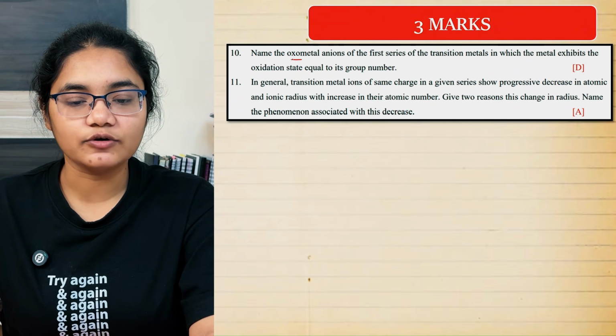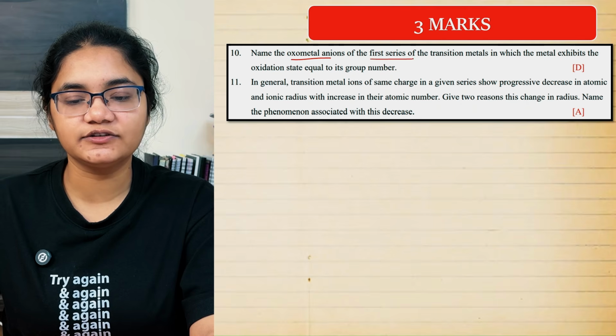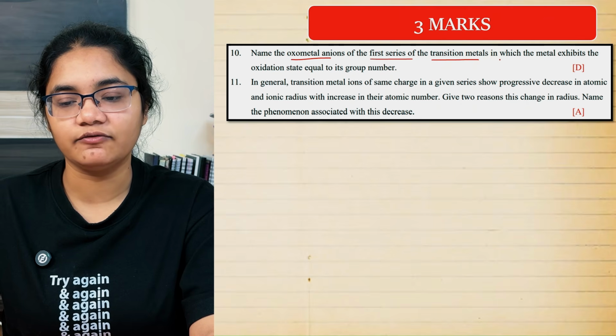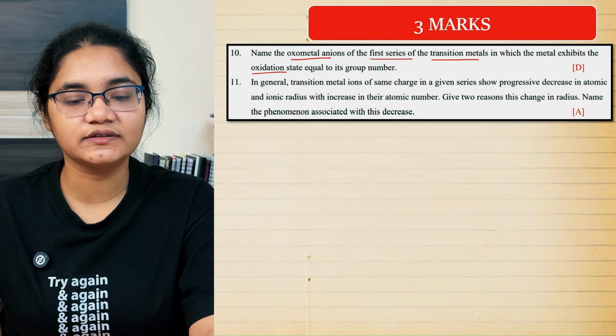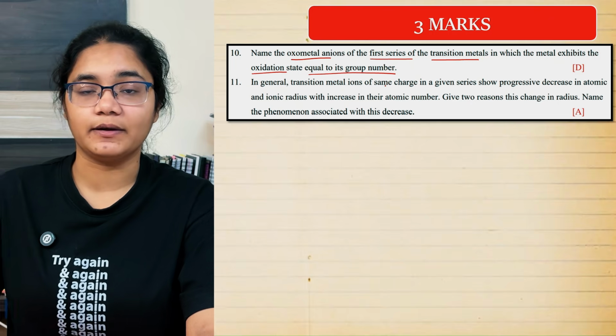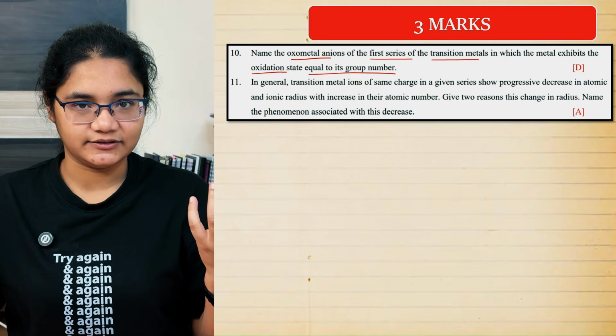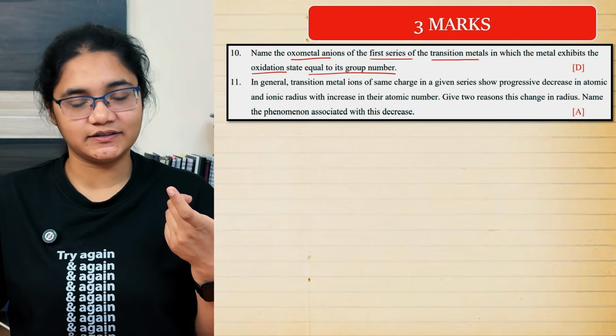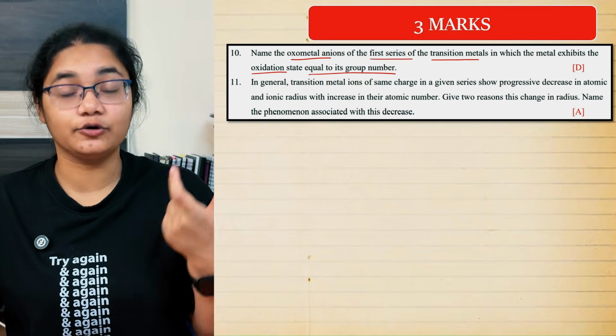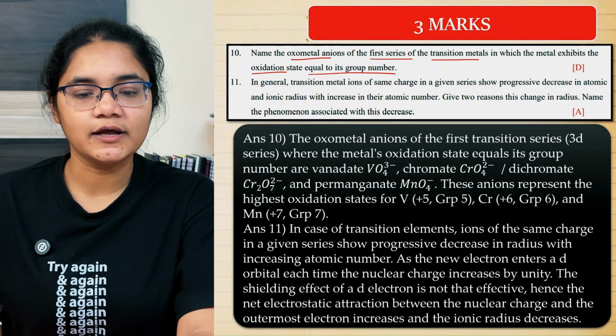Next, name the oxometal ions for the first series of transition metals in which the metal exhibits the oxidation state equal to the group number. There are certain metals, like if you see manganese, it has a +7 oxidation state and it belongs to group 7. Like that, you have to give some examples.